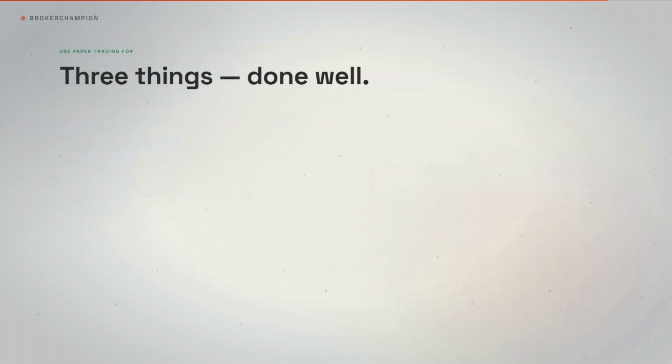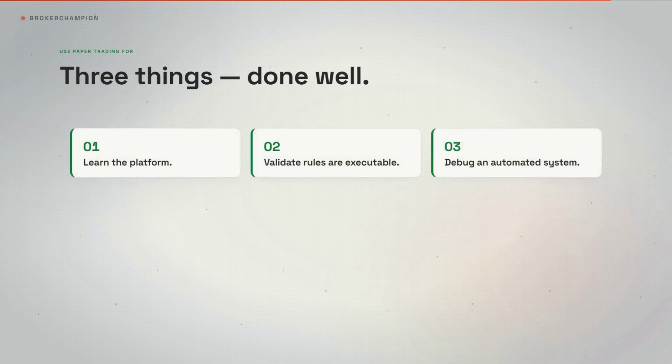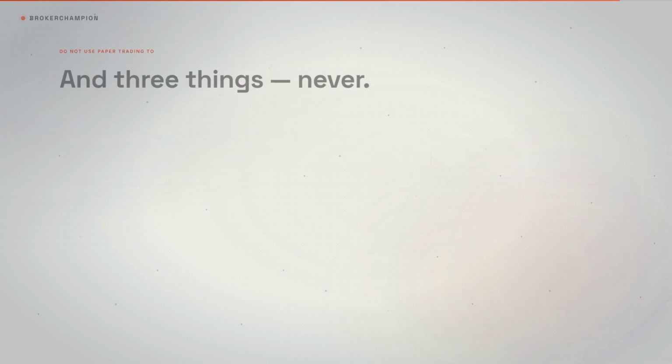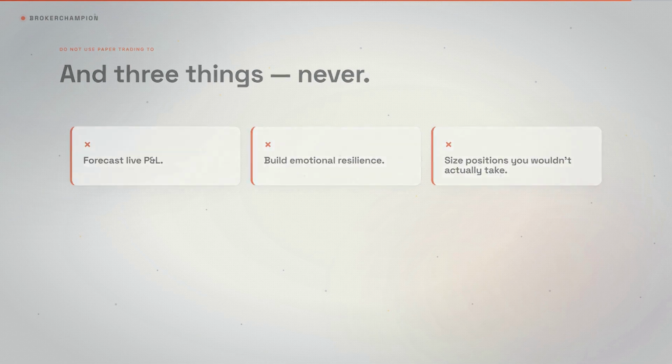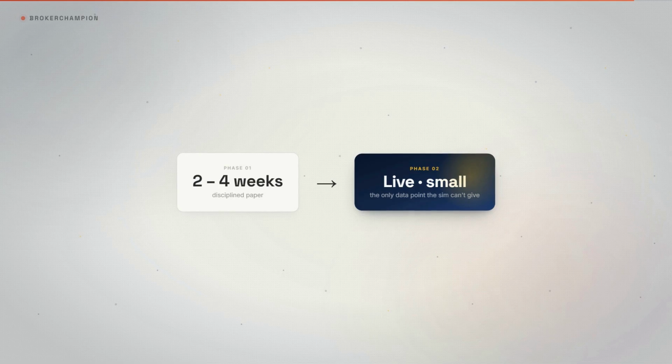Use paper trading to learn the platform, to validate your rules are executable, to debug an automated system. Those 3 things, it does well. Do not use it to forecast live P&L. Do not use it to build emotional resilience. Do not use it to size positions you wouldn't actually take. 2 to 4 weeks of disciplined paper trading, then live small. That's the path most working traders actually took.